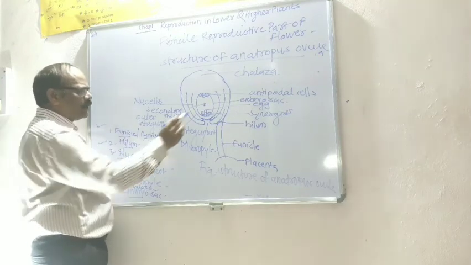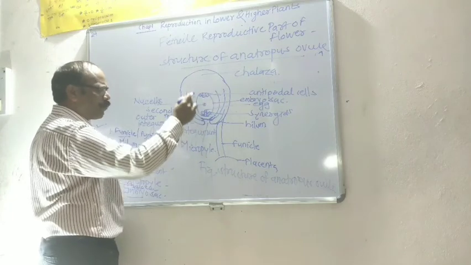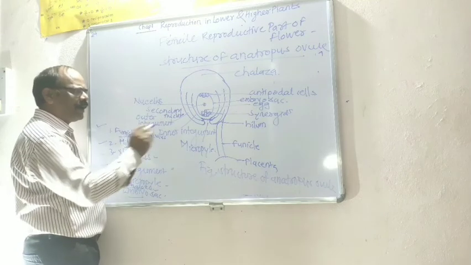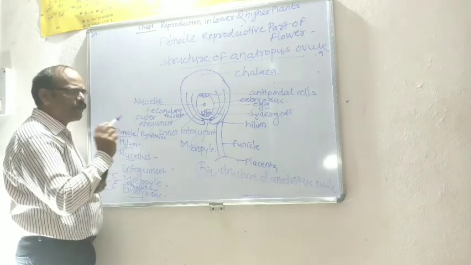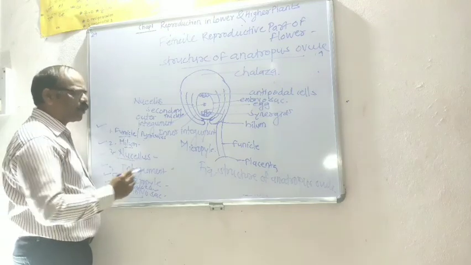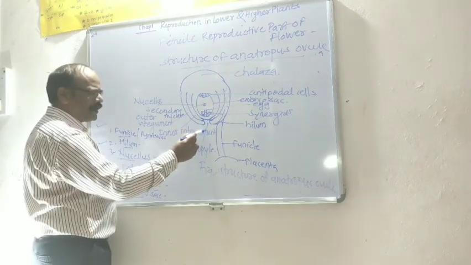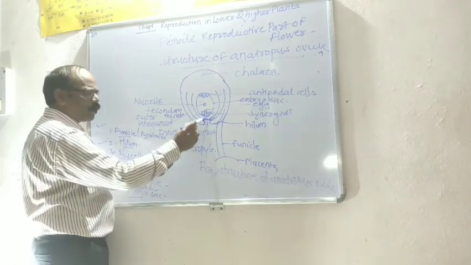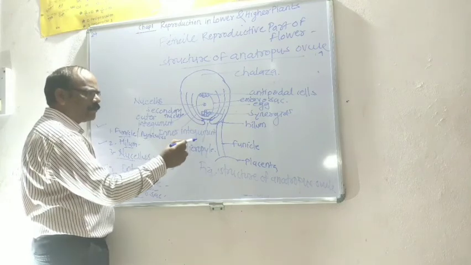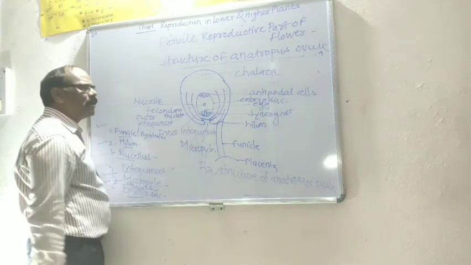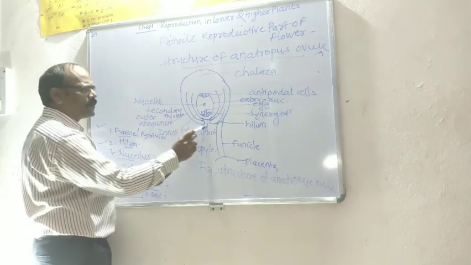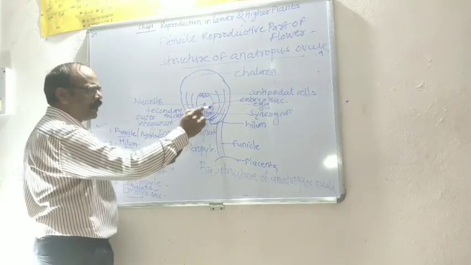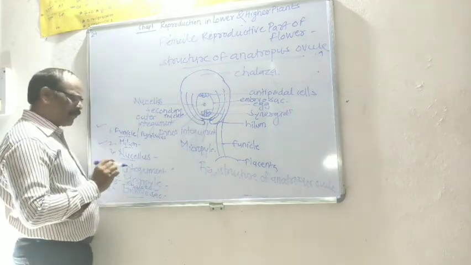Then fourth is the integument. The nucellus is surrounded by two layers of protective covering, called the integument. There is an outer integument and an inner integument. Then the micropyle. The integuments leave a small gap toward the downward direction, called the micropyle. Through the micropyle, the germinated pollen grain along with the pollen tube enters inside. For that purpose the micropyle functions.